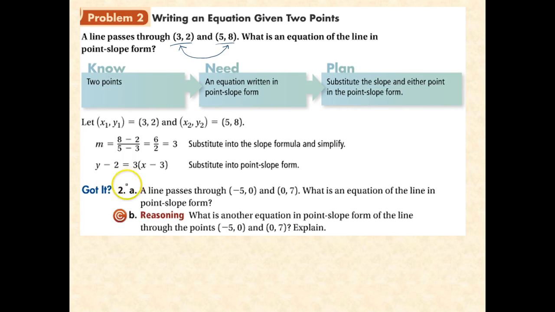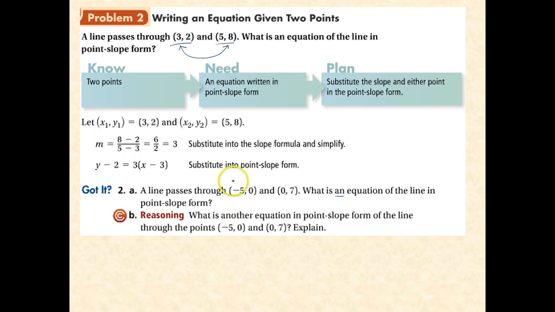Alright, so go ahead and pause. See if you can do 2a and b. Alright. A line passes through (-5, 0) and (0, 7). What is an equation of the line in point-slope form?